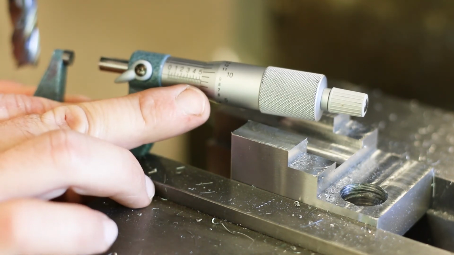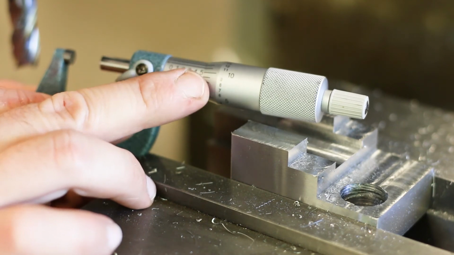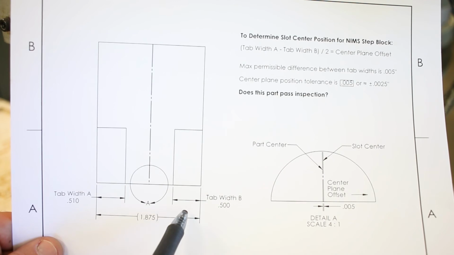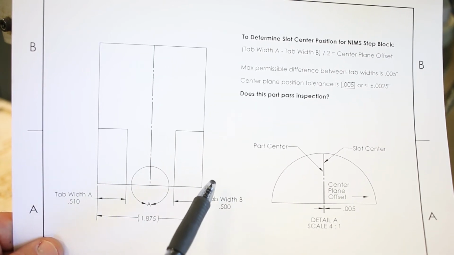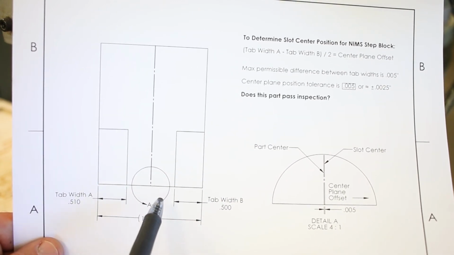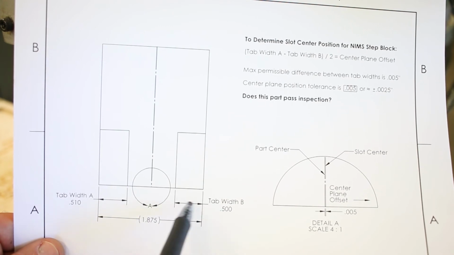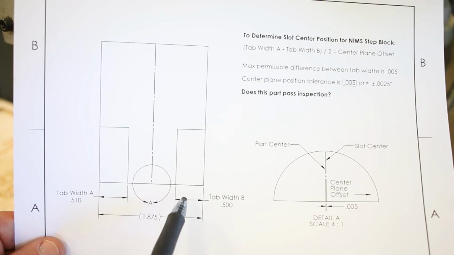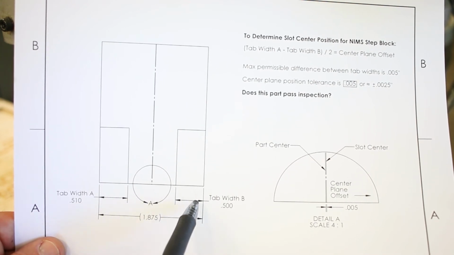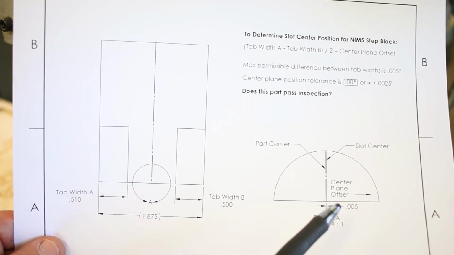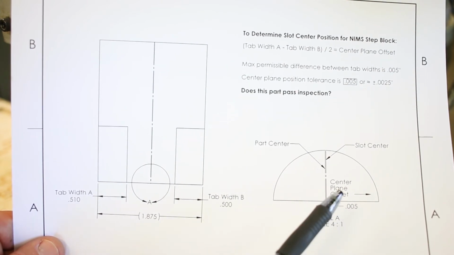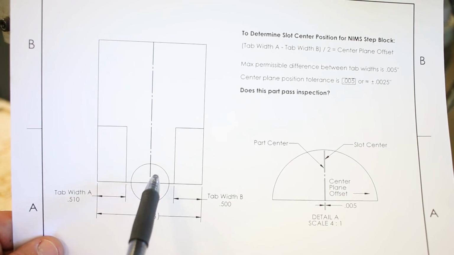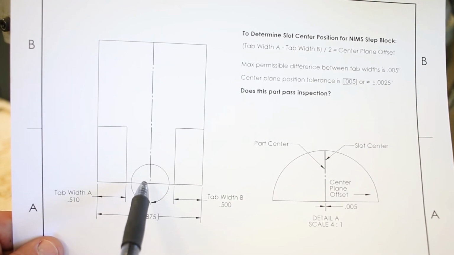Now that's actually pretty good. Let's talk about how far off we're allowed to be. Here's another handout that I like to give people. This tells you how to determine the center position of the slot based off of the widths of these two tabs. It also tells you how to interpret the difference in size between the two tabs to determine what the actual offset of the center plane of the slot is, okay? Because that has to do with the tolerance of position control.